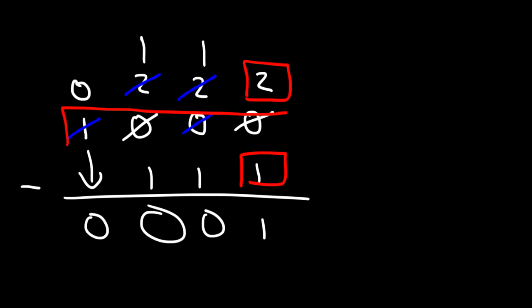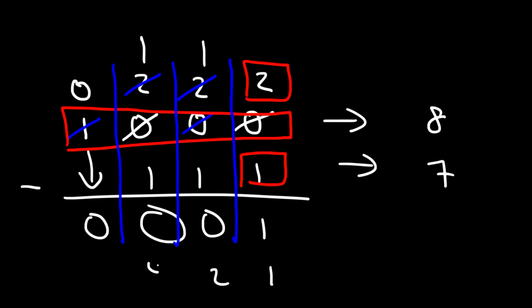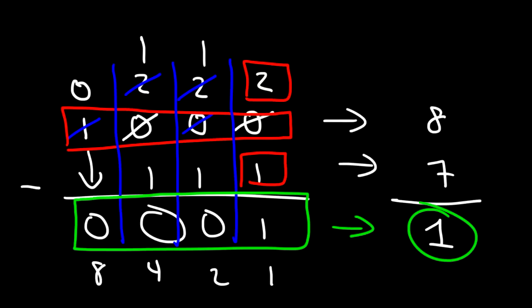Now, 1000 is equal to 8. And 111 is 7. Keep in mind, if we separate everything into columns, this has a column value of 1, 2, and then 4 and 8. So this one corresponds to 8. And here this is 4 plus 2 plus 1, which is 7. And 8 minus 7 will give us a 1. And so the binary number 0001 has a decimal value of 1.